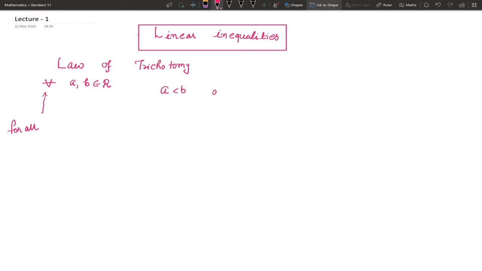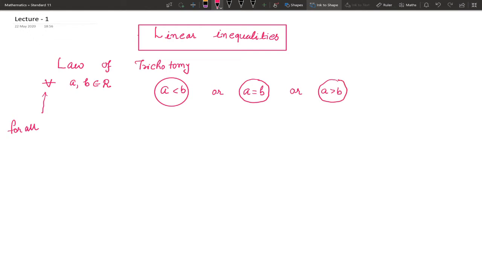A less than B or A equal to B or A greater than B. This we read as A greater than B. So between any two real numbers A and B, there are three possibilities: either A less than B or A equal to B or A greater than B.